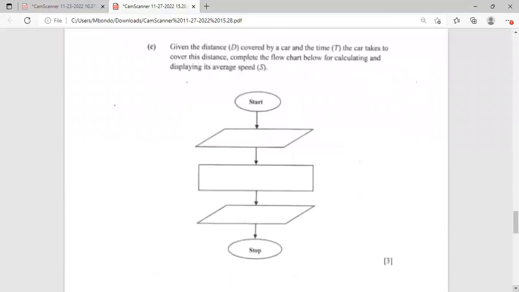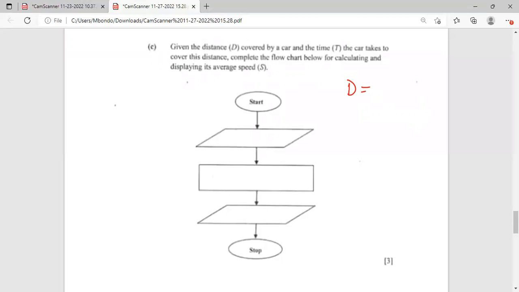Then let's look at this question now. Possibly this can be our last one so that we can do other things. Given the distance covered by a car, which is D, and the time, which is T, the car takes to cover this distance, complete the flow chart below for calculating and displaying its speed.